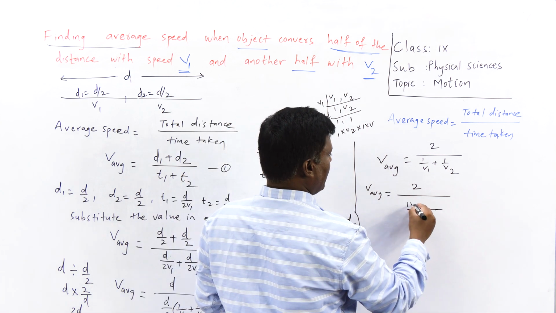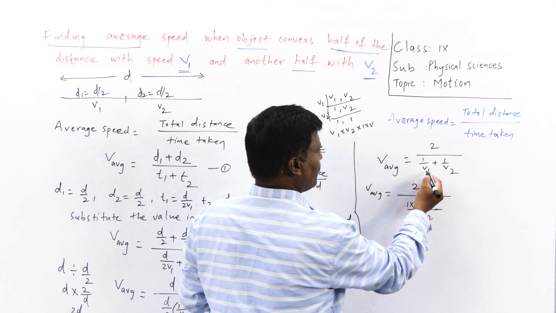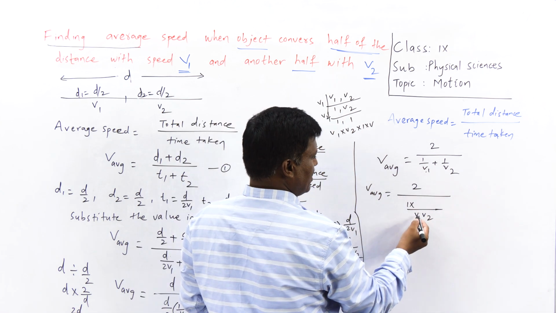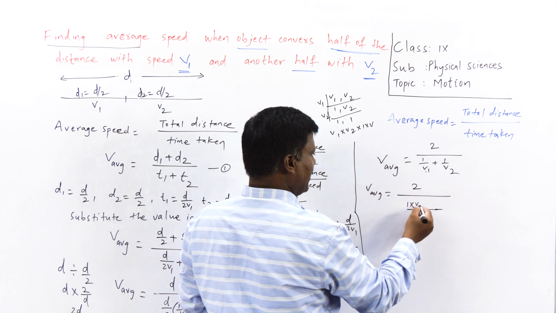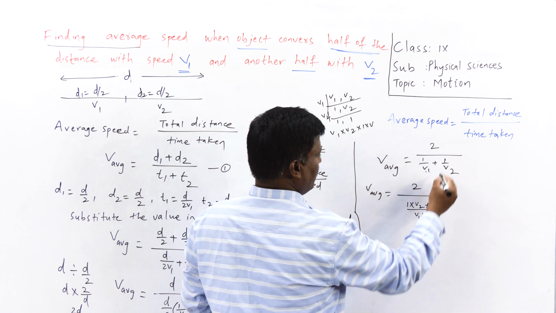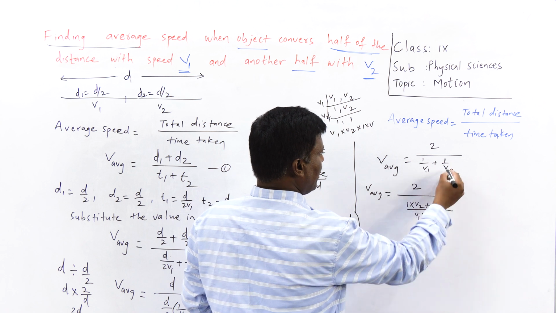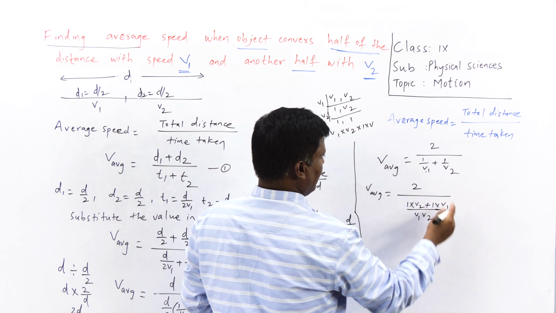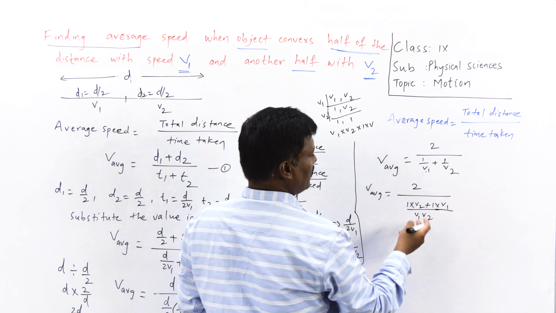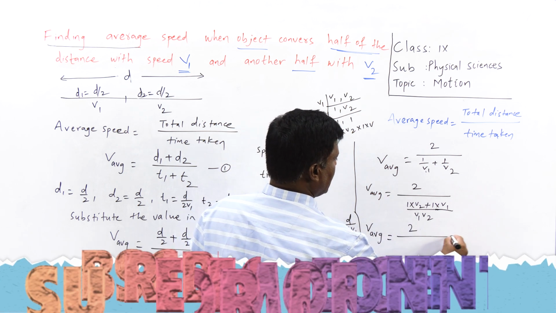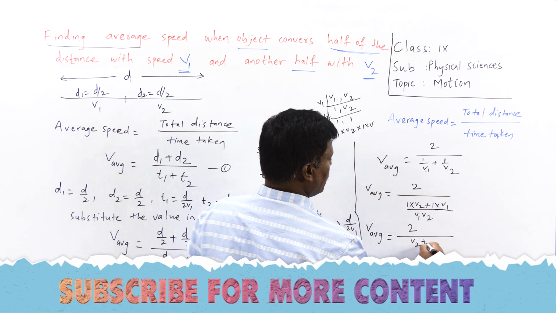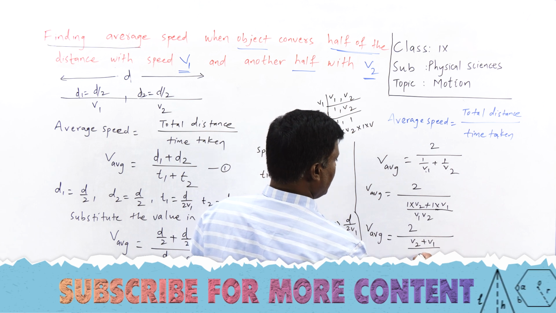Now 1 into, here what is the LCM? What is the denominator? v1. What is the LCM? v1 v2. With v1, if you multiply with v2, you will get v1 v2. Next, again numerator 1 into, here we have v2. If you multiply with v1, v2 into v1 gives v1 v2. This way we have to do the LCM. V average is equal to 2 divided by 1 into v2 plus 1 into v1, by v1 v2.